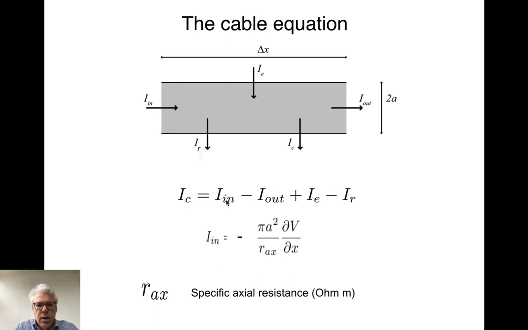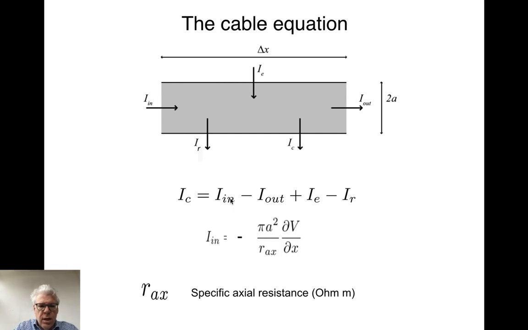So the sum of all currents should be 0, or the capacitive current should equal these currents, and then we can write, using specific values of, in this case, the axial resistance, a little bit more in detail, the currents as a function of the dimensions of this axon. In particular, we introduce here the radius of the axon, the radius a, in the expression of the current that enters the axon here on the left side. More details are in the book.